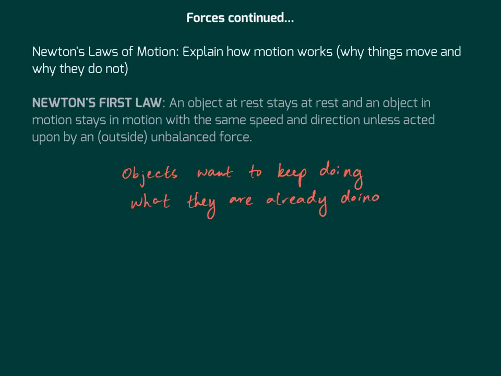Okay, so if an object is at rest, that object wants to stay at rest. If an object is in motion, that object wants to stay in motion. Now, a real-world example of Newton's first law to give you a little more context.